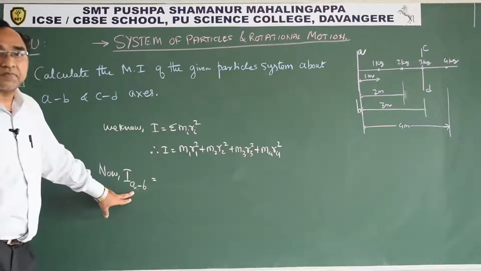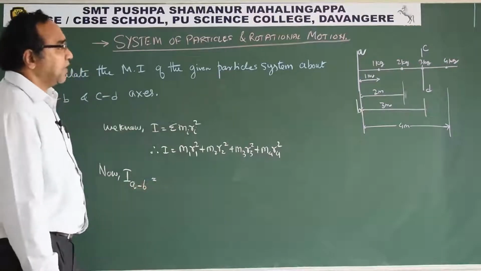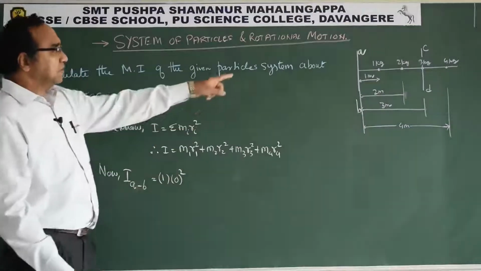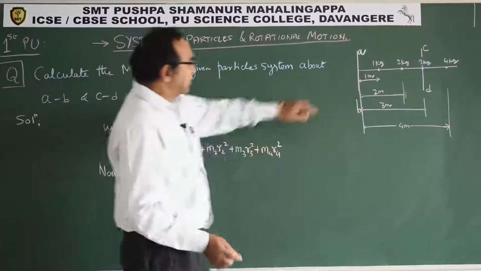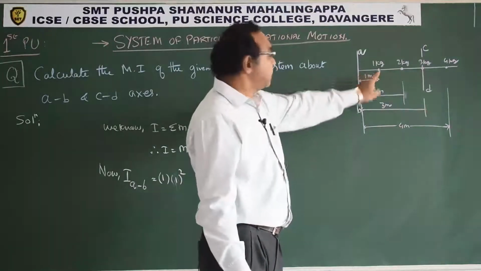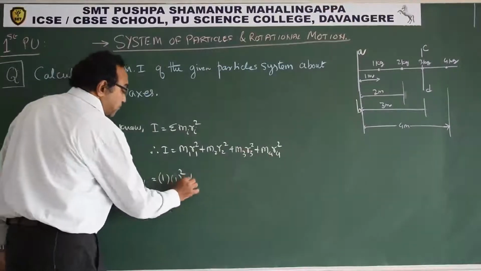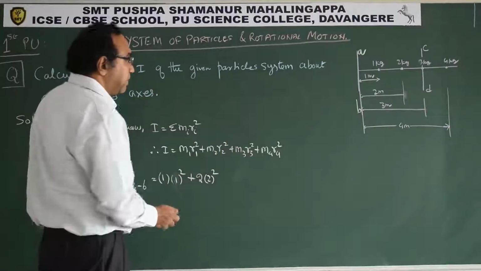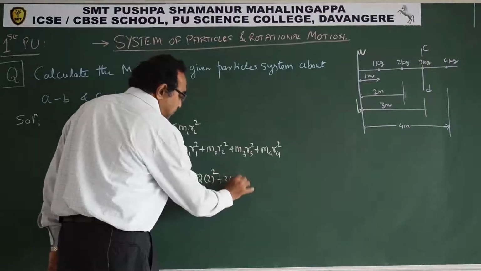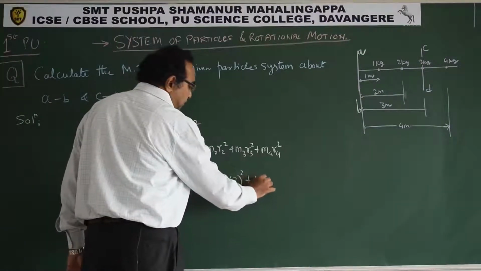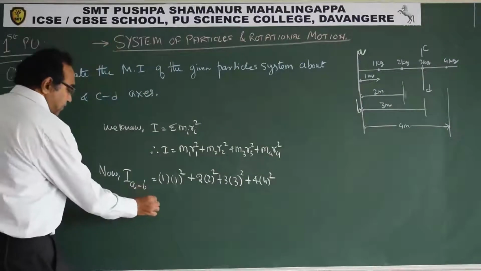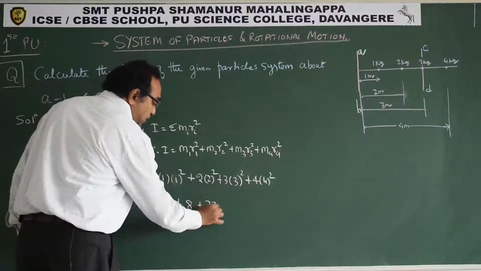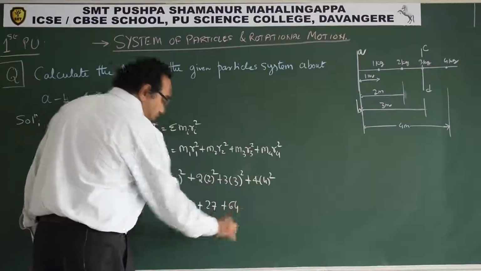So our axis here is AB. What is the distance of mass M1? That is 1 kg, and I will write its distance as 1 meter, plus the second mass of 2 kg at a distance of 2 meters from AB, then 3 kg at a distance of 3 meters, and finally 4 kg at a distance of 4 meters. So what we get is 1 plus 2 cube, 8, plus 3 cube, 27, plus 4 cube, 64.